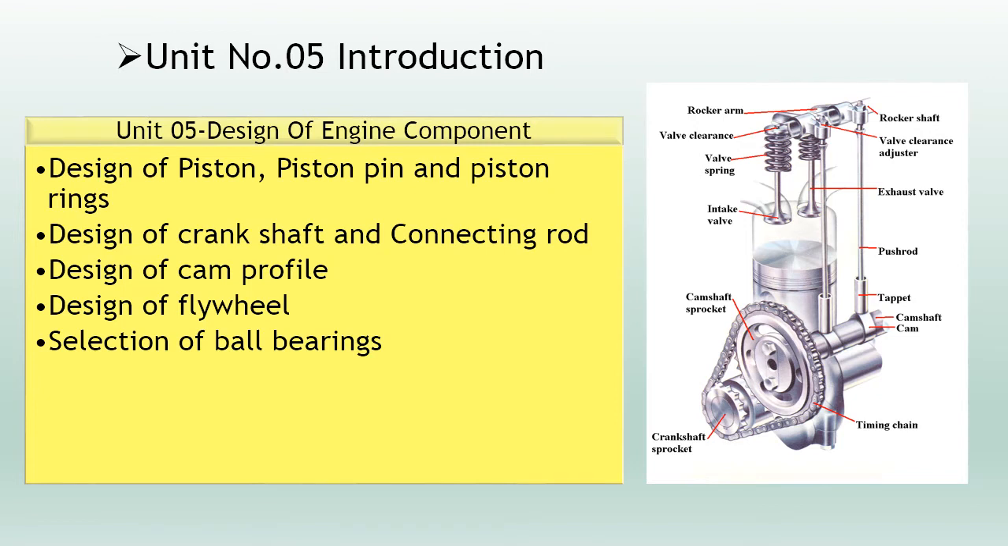Please note down this figure. Okay, this is the general engine having different components for its working. So in this unit we are going to design pistons, okay, then piston pins, then piston rings. Okay, there are total 3 components related to pistons, piston pins and piston rings.